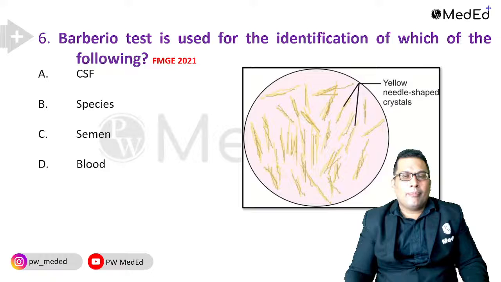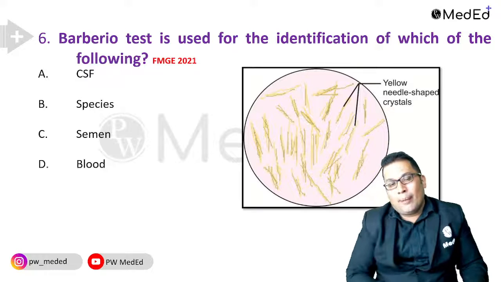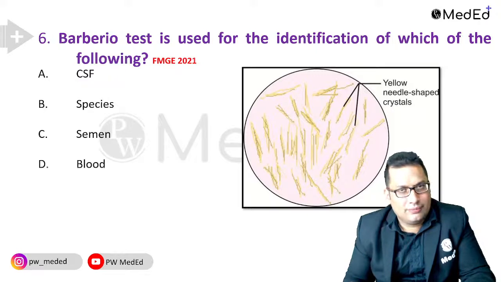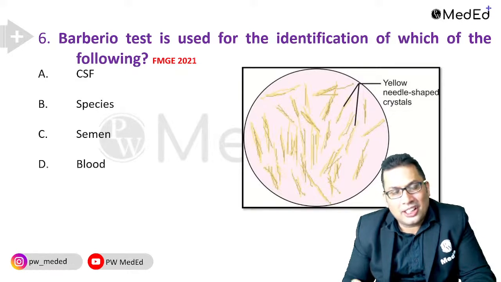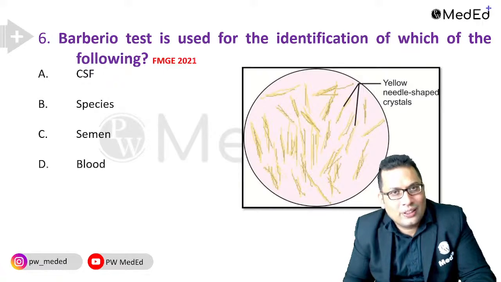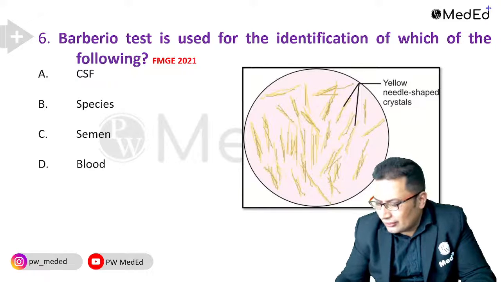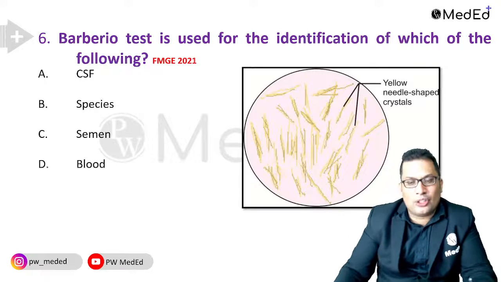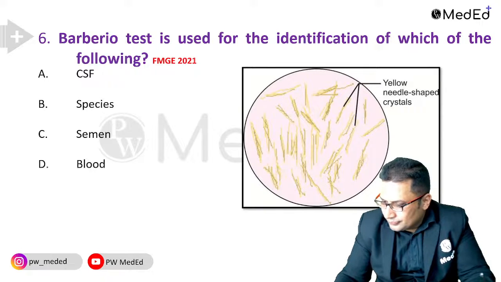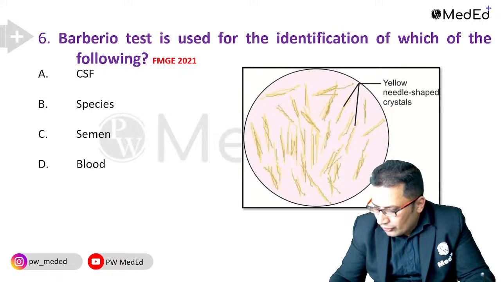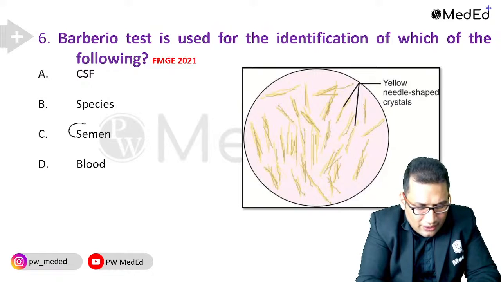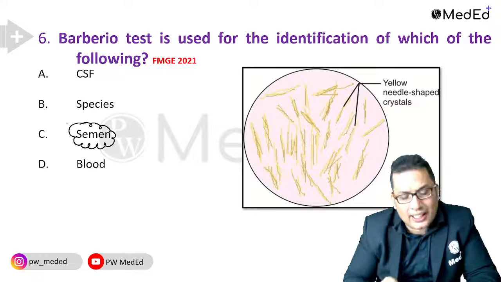Next question. Sixth question. You need to answer. Barberio test used for identification of which of the following? In Barberio, you will see yellow needle-shaped crystals. Options are CSF, feces, semen, and blood. Try, everybody. So Barberio test is for semen. That is the correct answer.